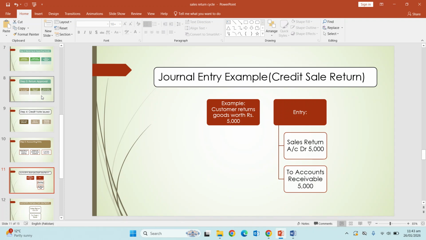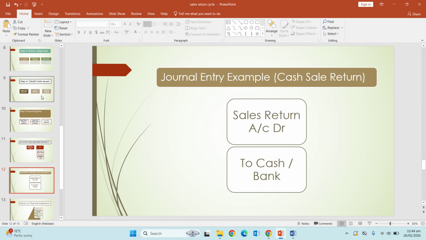So here is the journal example of when the sale is on credit. Okay, let's understand with this example. Suppose a customer returned goods worth 5,000 rupees from a credit sale. In this case, we will debit the sales return account and credit the accounts receivable account. This entry reduces both sales and the customer's balance.